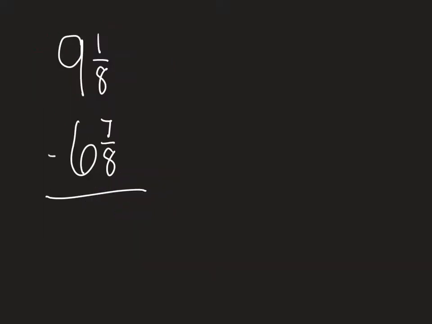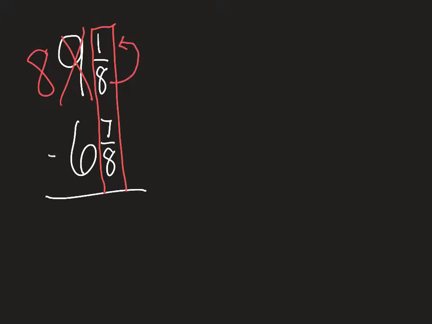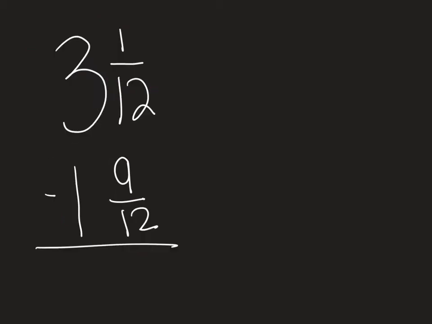I have 9 1/8, take away 6 7/8. I start with my fractions. I can't take away 7/8 from 1/8, so I go next door, I turn my 9 into an 8, and then I add my denominator to my numerator. So my 1 up here becomes a 9, and now I can subtract. 9 minus 7 is equal to 2, so that's 2/8, and now I can subtract my whole numbers. 8 minus 6 is 2, so my answer is 2 2/8.